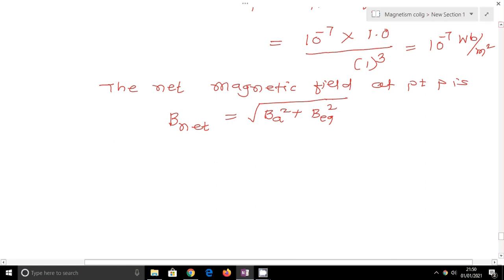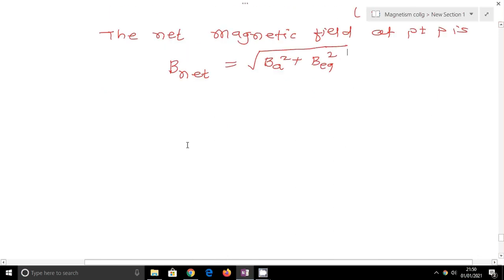By using vectors, the magnitude of any vector is equal to the square root of the sum of the squares of its components. Here the resultant magnetic field has two components, one along the axis and the other equatorial. These two components are perpendicular to each other. So the net magnetic field is B net equals the square root of B_A square plus B equatorial square. So let's put in the values.